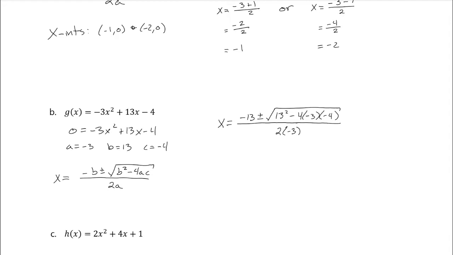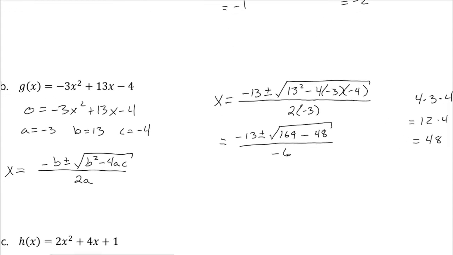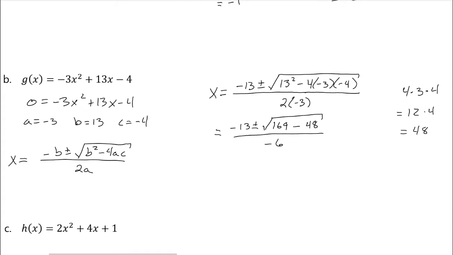And we'll start simplifying now. So on top we'll have negative 13 plus or minus the square root of 13 squared is 169. And we have 3 negatives here. Minus 4 times negative 3 times negative 4 will be a minus. 4 times 3 times 4 now. So 4 times 3 is 12. We still need to multiply by 4. 12 times 4 is 48. So we'll have 169 minus 48 inside the square root on top. And then this is going to be all over negative 6 when we multiply the 2 and negative 3 on the bottom.